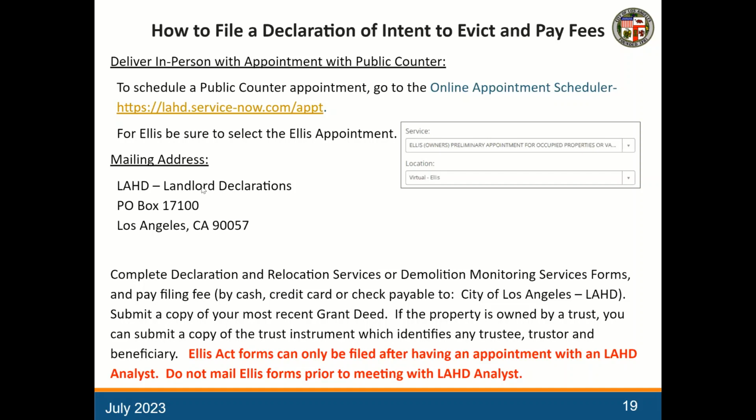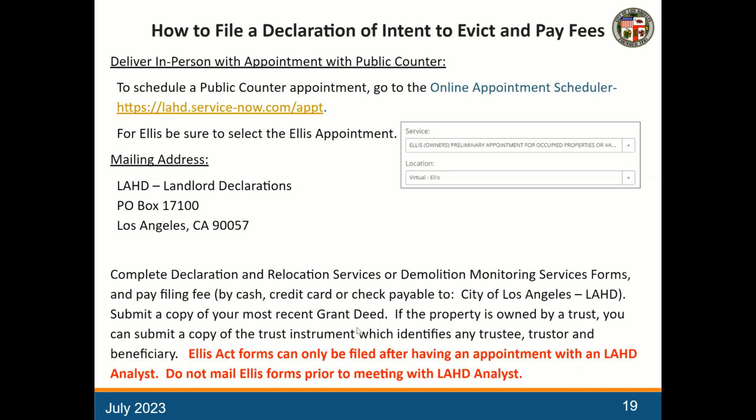If you do mail your declarations, just be sure that you complete the declaration form. Be sure that you also include a form that's called the Relocation Services or Demolition Monitoring Services form, and that you pay the filing fee. If you're mailing your application, the only method that is acceptable via mail would be a money order or a check made payable to the City of LA. If you go in person to a public counter, then we do also accept cash or credit cards.